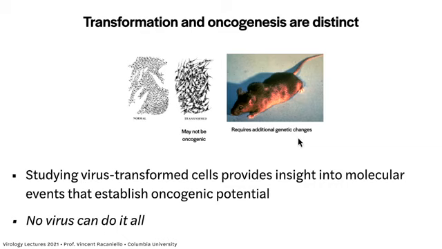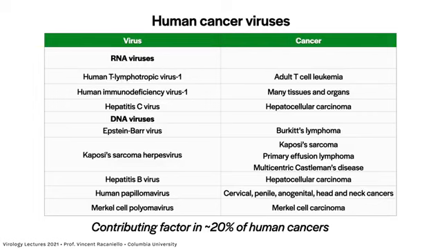Actually, most of what we're going to talk about today is transformation. This course is not about cancer at all. It's about viruses. Viruses transform cells. They can be associated with cancers, but they don't actually cause cancer. They cause transformation of cells. However, I have a list here of human cancer viruses.